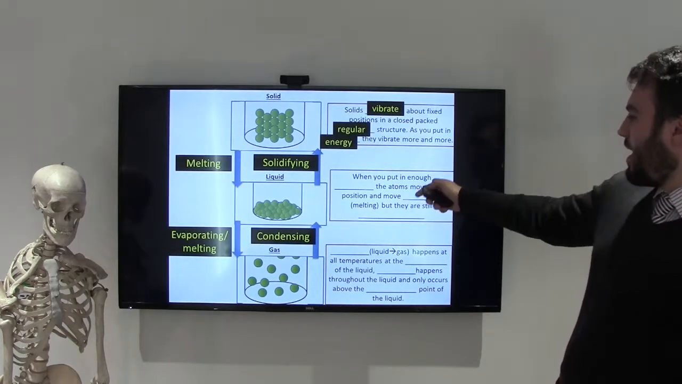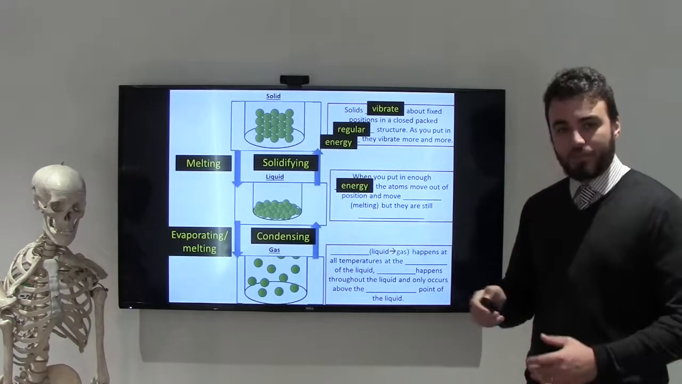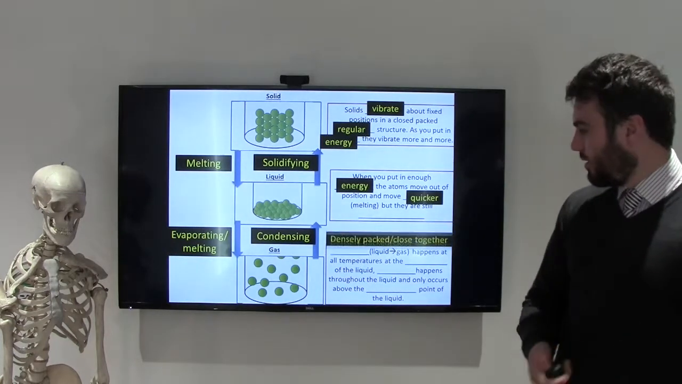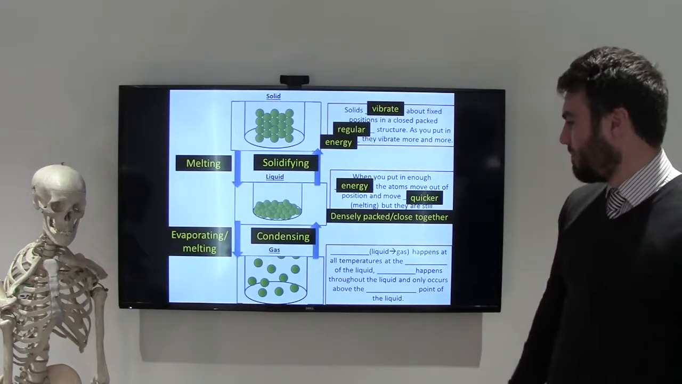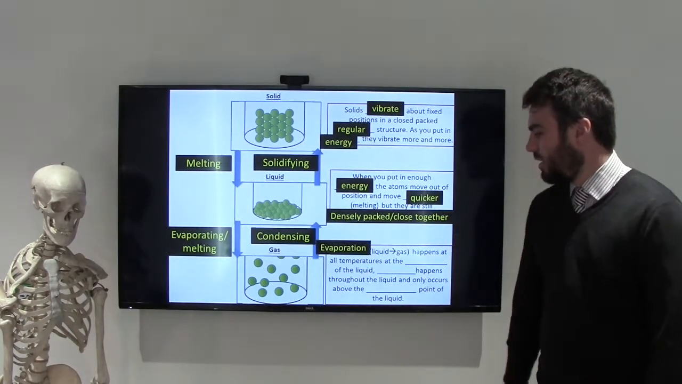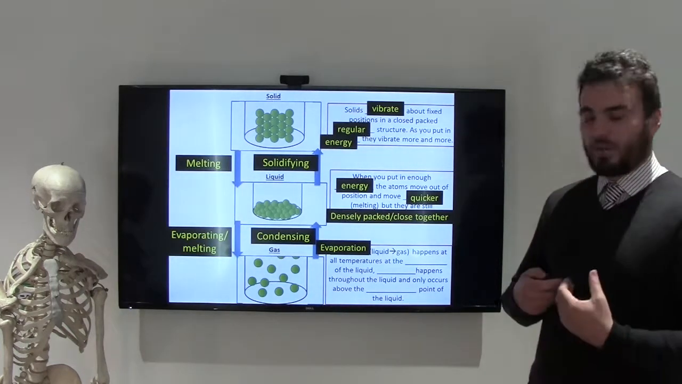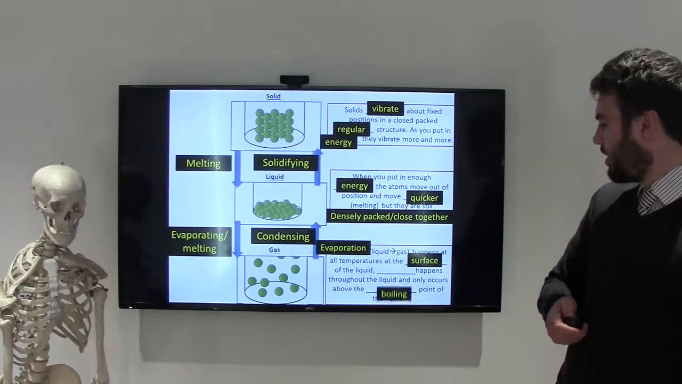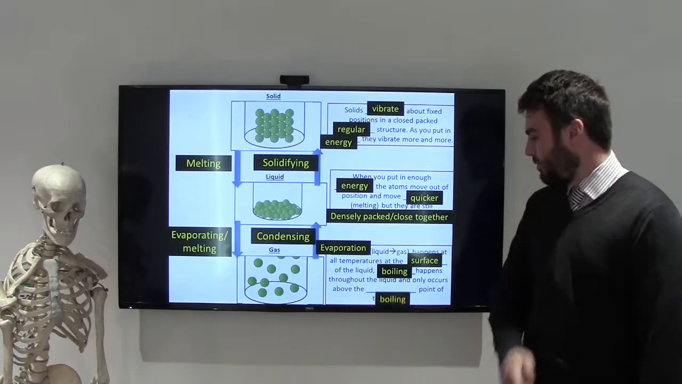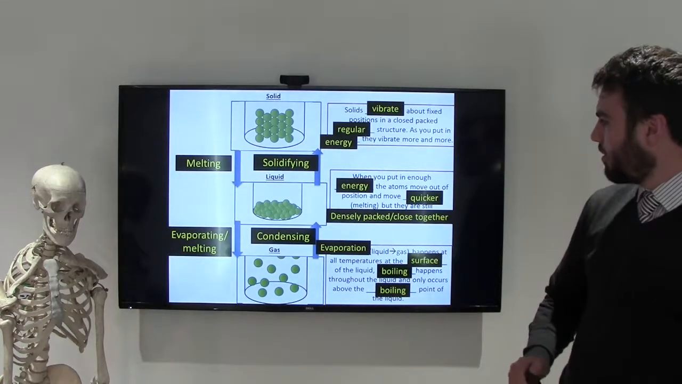When you put in enough energy for liquids, the atoms move about out of their positions and they move quicker. And this means that they're still densely packed, but they can flow past each other. And for a gas, we've got evaporation, or we've got boiling, and that happens at temperatures. So evaporation happens at the surface, happens at any temperature, and boiling happens throughout the liquid above the boiling point. That's quite a nice set of notes if you want to write something down.